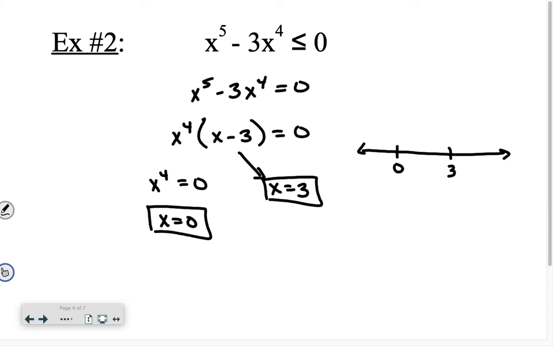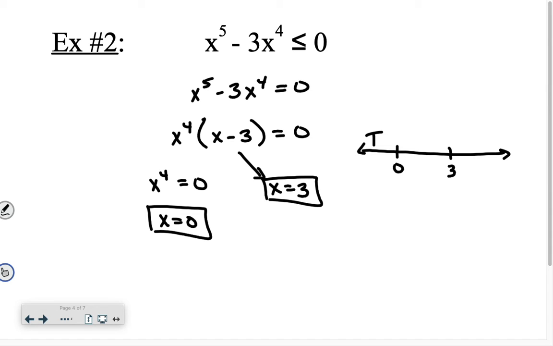And let's test our first section here. And then I'll ask you a question. So let's say we pick some negative number. I'm going to pick -1. What's -1 to the 5th? -1, because it's to an odd power. -1 to the 4th will be 1 times the -3 that's already there. We get -1 minus 3, -4. Is that less than or equal to 0? Yeah. So, true statement. We found our first interval that's going into our answer.